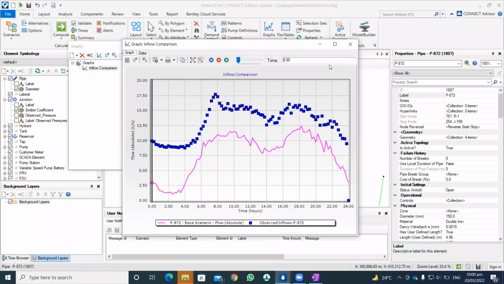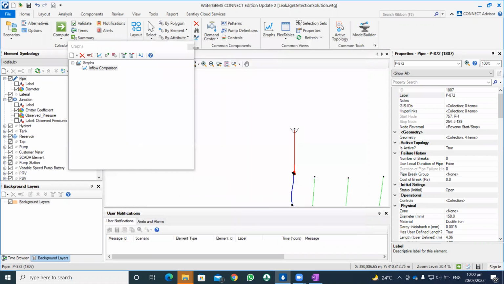Okay, so this is how you show the relevancy between these two types of data using a graph.